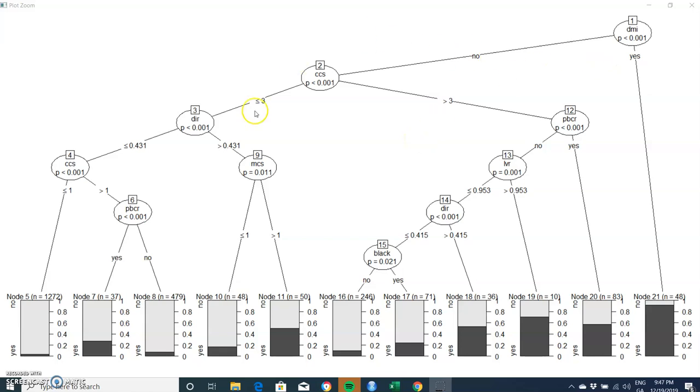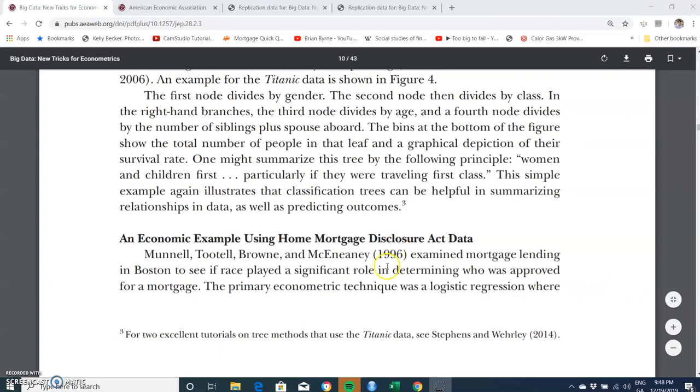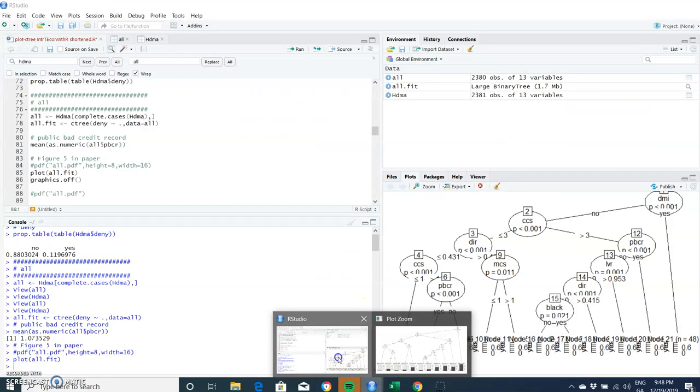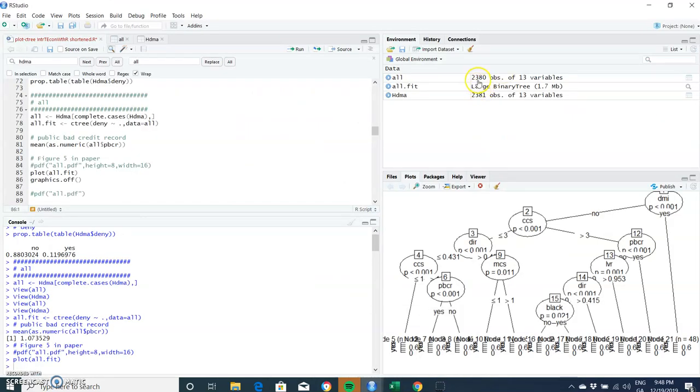Okay, so we've offered some interpretation here of our C3. One of the interesting points to note here, if we take the sum of the 1,272, the 37, the 479, the 48, take each of these numbers and add them together, then that would produce, if we go back to our RStudio, 2,380 total figures, right?